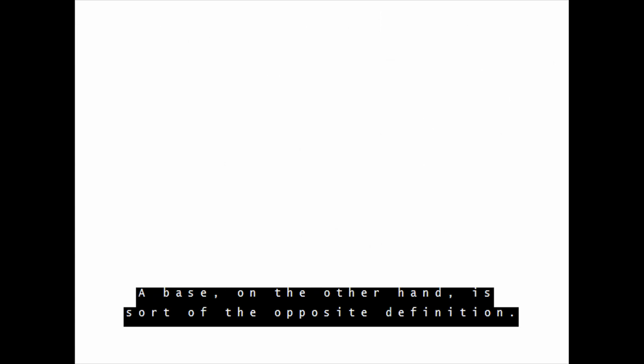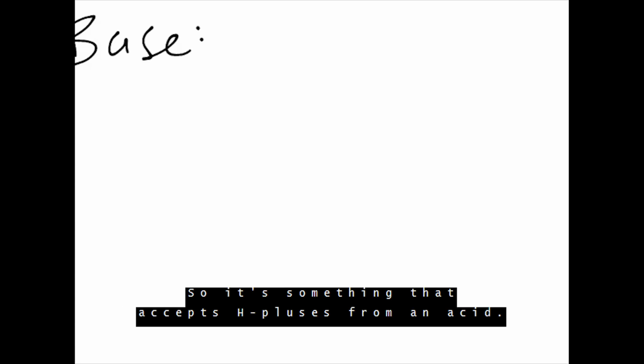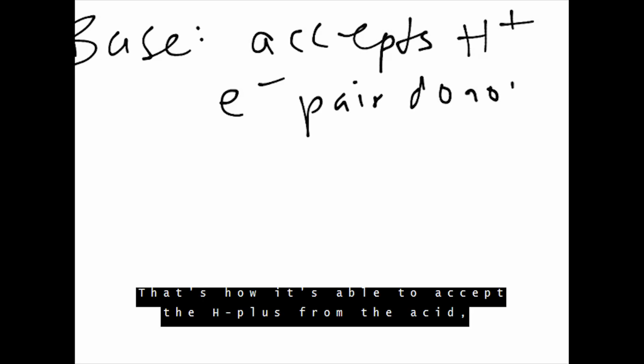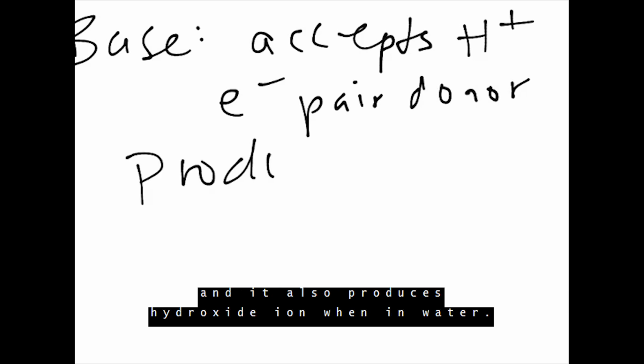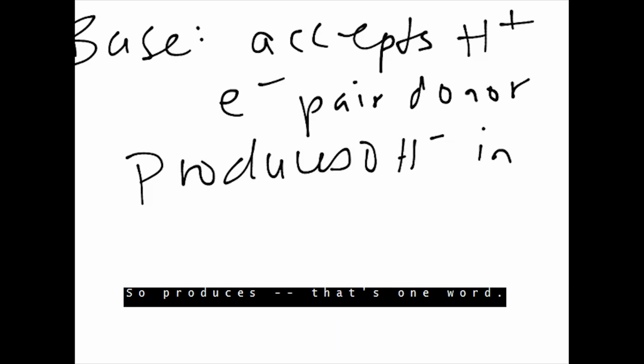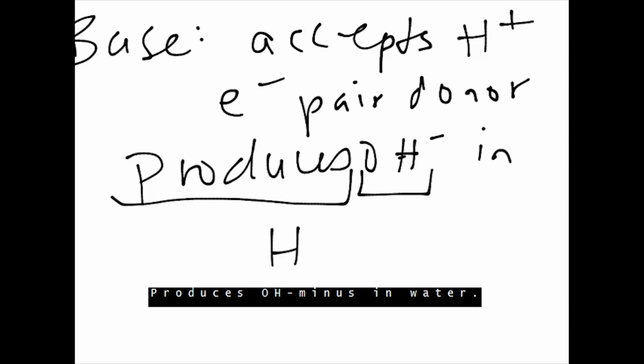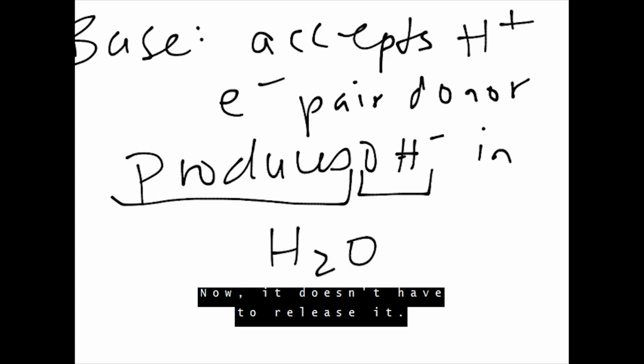A base, on the other hand, is sort of the opposite definition. So it's something that accepts H+ from an acid. It's an electron pair donor. That's how it's able to accept the H+ from the acid. And it also produces hydroxide ion when in water. So produces, that's one word. Sometimes this is hard to write on. Produces OH- in water. Now it doesn't have to release it.